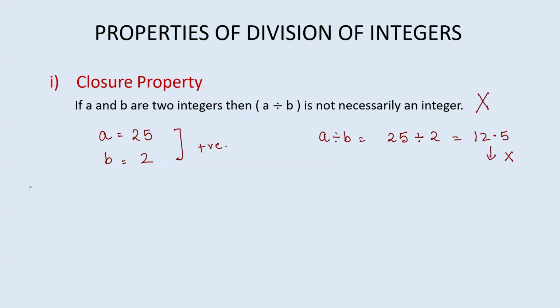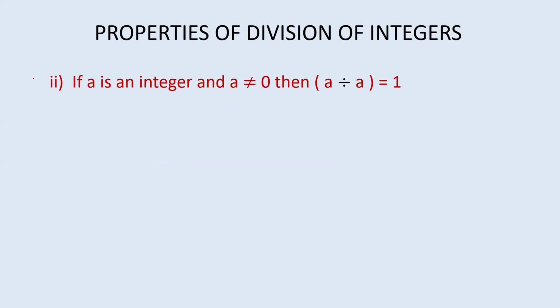Let us move on to the next property, which is that if we have any integer a, and then we divide the integer by itself, we always get the answer 1. But the important thing is a cannot be 0. We have to understand a is a non-zero integer. Say 25. If we take a divided by a, which is 25 divided by 25, the answer is 1.